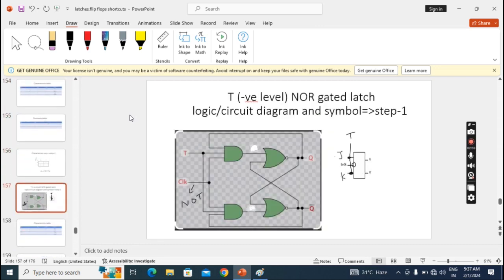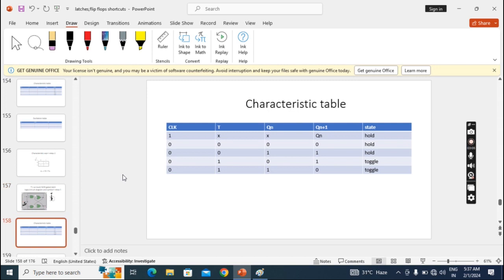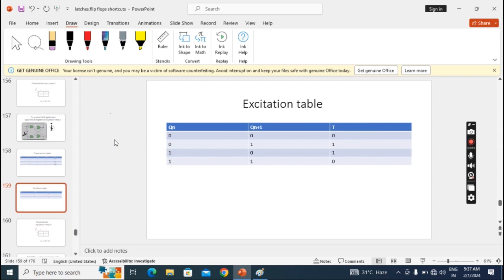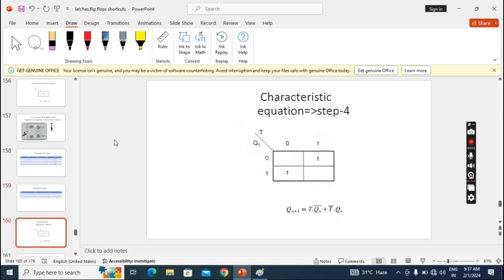Now this is with negative level NOR latch part. Here bubble will come and here NOT gate. So here we are getting 1 and here zeros. Excitation table and characteristic equation all are same. Okay.